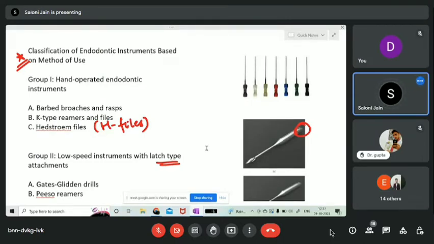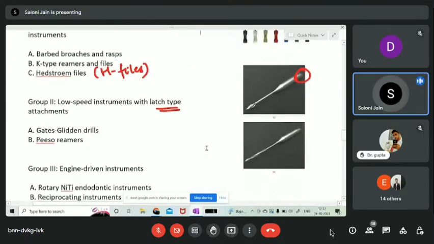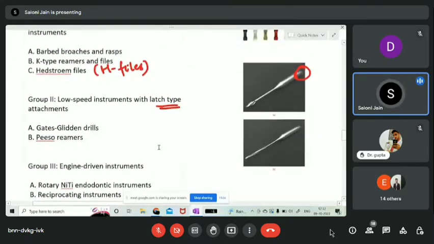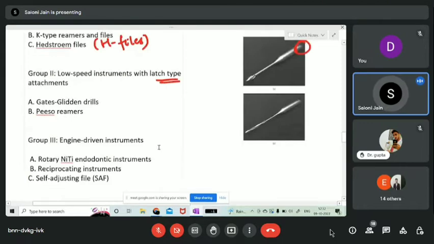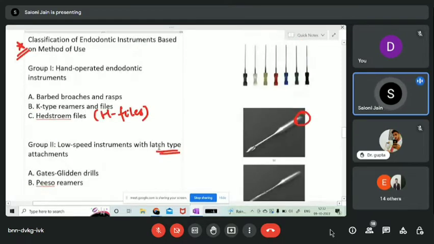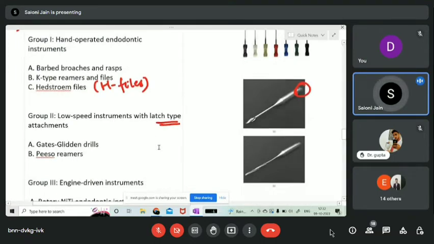Then you go with low speed instruments. Then you go to a faster speed, that is engine driven instruments. And then you have ultrasonics and sonics lastly. Slow to fast we are going. We used hand, then low speed instruments, then engine driven instruments with a higher speed, and then the sonics and ultrasonics.